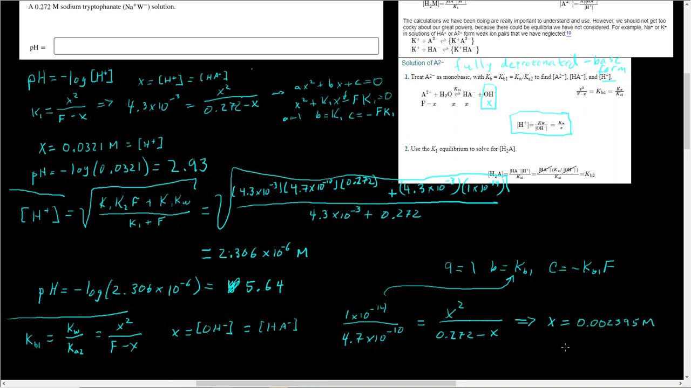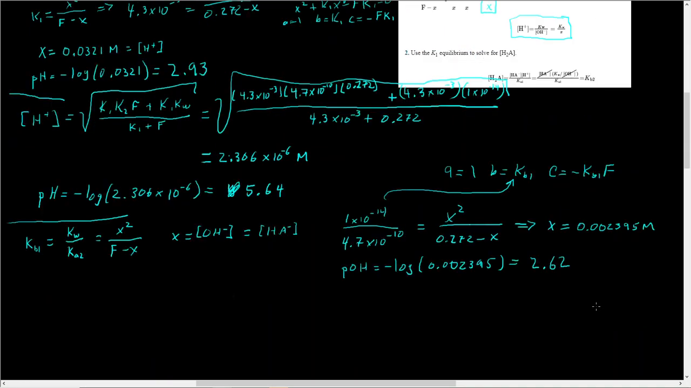And so I get 0.002395 molar for x. Remember, x is our hydroxide ion concentration. So what we can calculate now is our pOH by taking the negative log of that number. And I got 2.62 for our pOH.